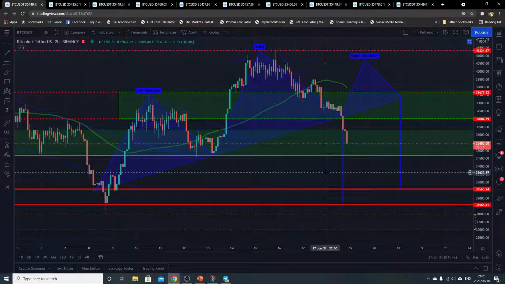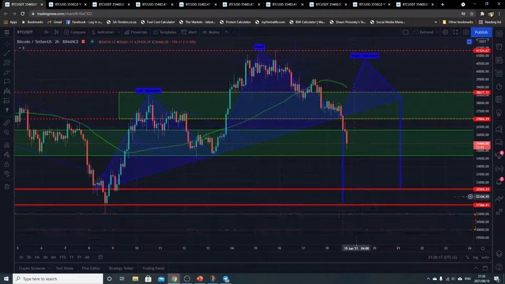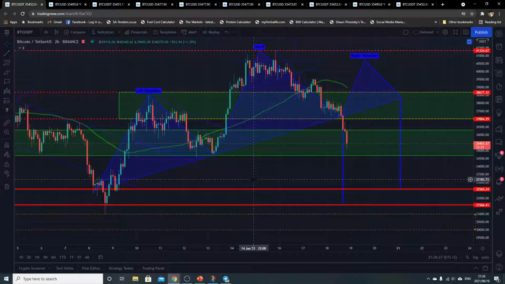I'm actually quite happy because I have a short running at the moment. I'll show you where I entered my short, and I will show you exactly where my take profit areas are as well. Because at the moment, this target here is obviously more than what the head and shoulders would have been. So I'm sitting in the dough.